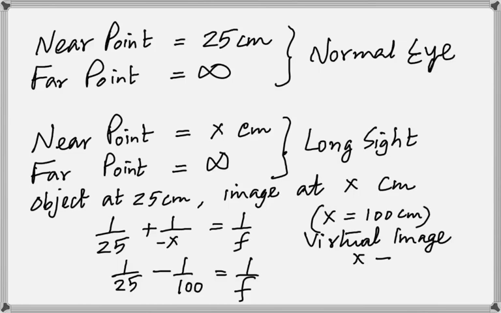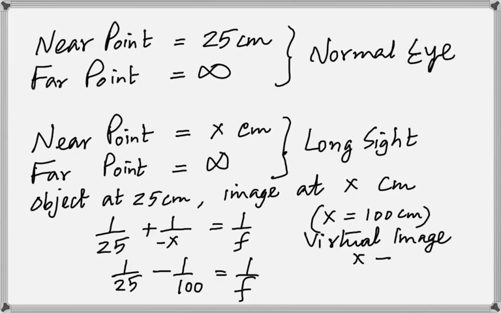I did not write it, but can I ask you this? How do you define the power of a lens? The power of a lens is the reciprocal of its focal length, when the focal length is taken in meters.